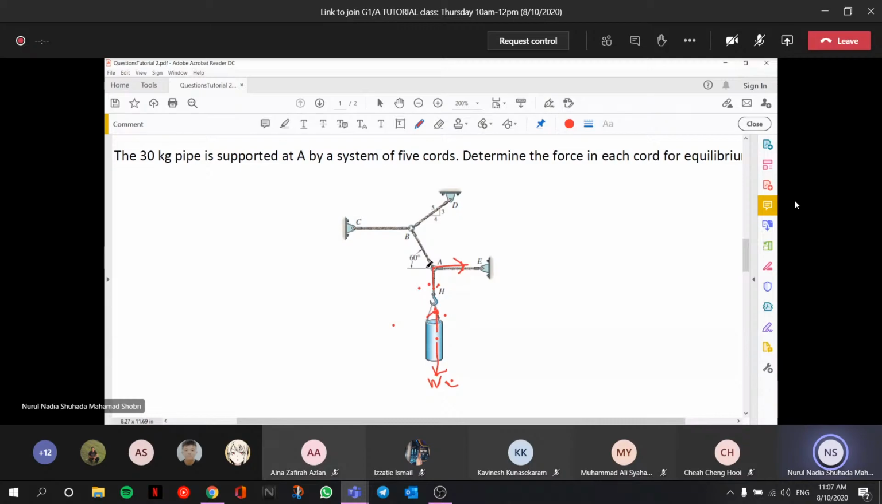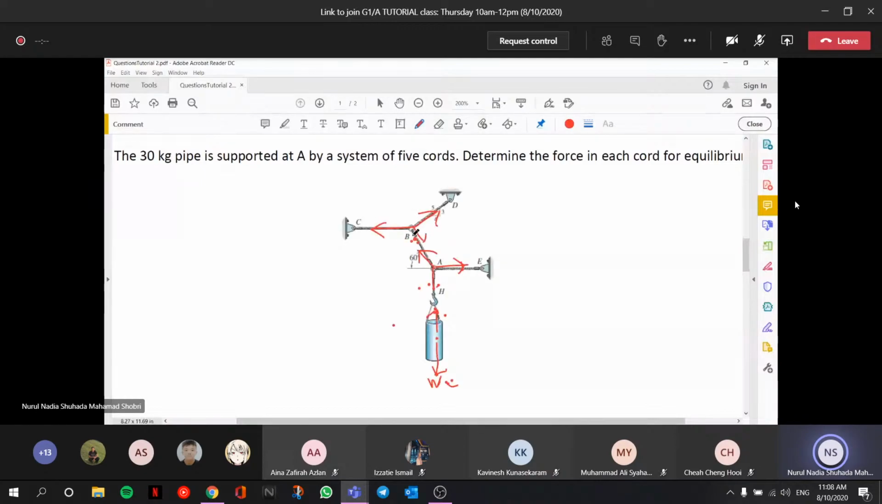Okay, and then we have AB pointing here. Now when we draw the forces at point B, BA should be opposite to AB, so it should be like here. The direction of force BD should be like here, and the direction for force BC should be like here.